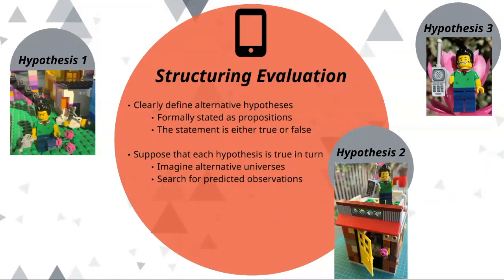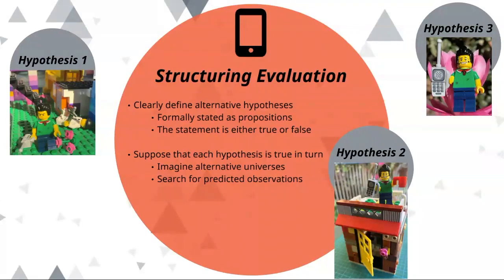Also, all hypotheses considered have to be mutually exclusive, so if one hypothesis is true, all the others that we consider have to be false. Of course, we don't know which is true and which ones are false. This is the whole idea of the analysis. In a second stage, we're going to in turn suppose that each hypothesis is true and then explore the universe that is created by that. This is an imaginative universe in which we're going to search for predicted observations.